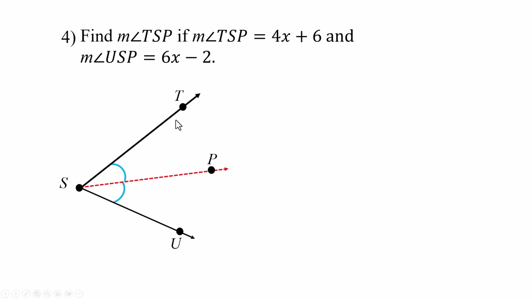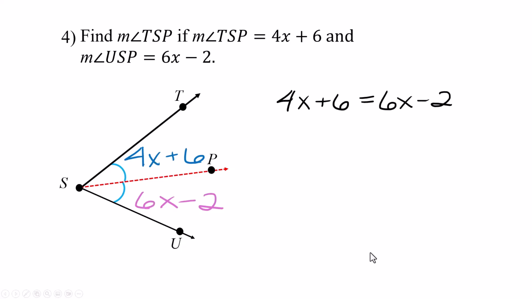Find TSP. They want us to figure out how big this angle is. We know that TSP is 4x plus 6, so I'm going to put that in there. That's not the answer. You got to come up with the x, and we're going to plug it back in. And then the USP, which is the other side, is 6x minus 2. Since this is a bisector, these two are equal to each other.